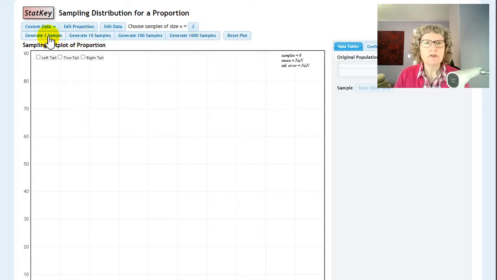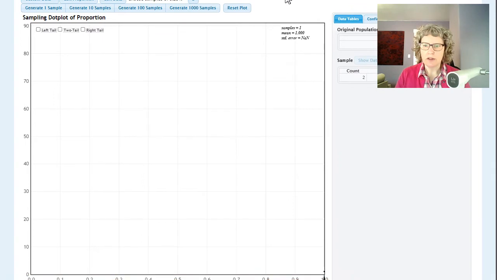Okay, so I can generate one sample. And what that does is it shows you over here. So this is out of pulling 2 people out of the bucket. And 2 were yes, and so that's 2 out of 2, which is 1.0. So let me move this down, and you can see there's a dot right there.